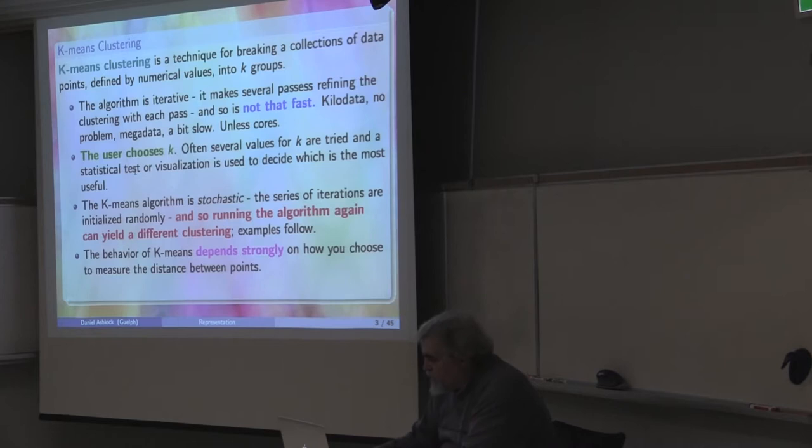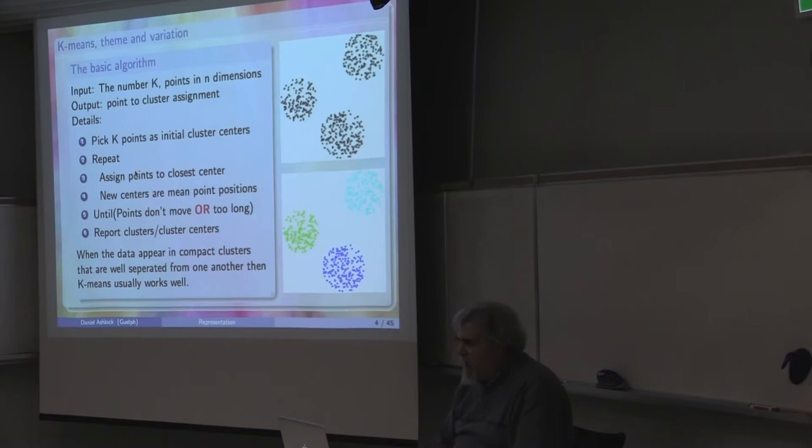So the basic algorithm is you tell it the number of k, you give it some points, and it's supposed to tell you what clusters they're in. In this case, k equals 3. And then what you do is you pick 3 points to be the initial cluster centers, you assign points to the closest center, the new centers are the mean point positions of the clusters, and you keep doing that. Then you reassign the points to the clusters, and you keep doing that until points don't move, or until it's been going on too long. Because it's possible to construct these obnoxious examples where one point keeps jumping back and forth like an idiot. And then you report the clusters and or the cluster centers.